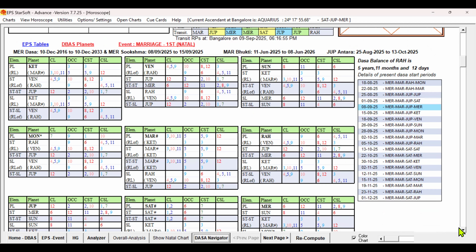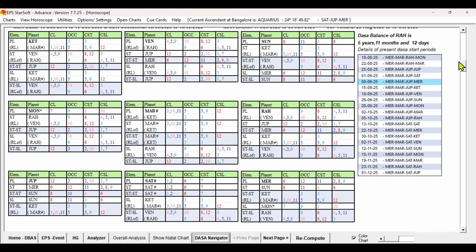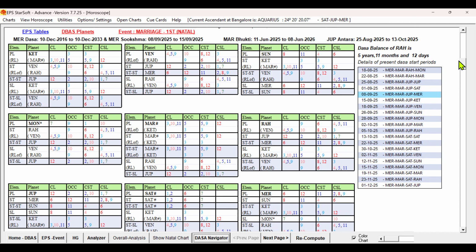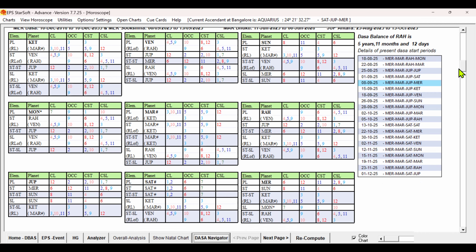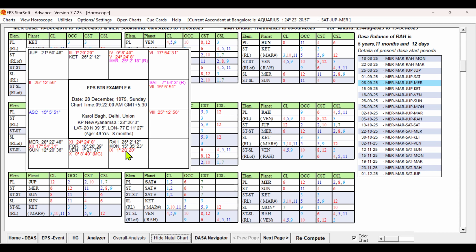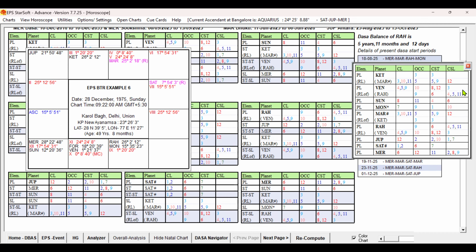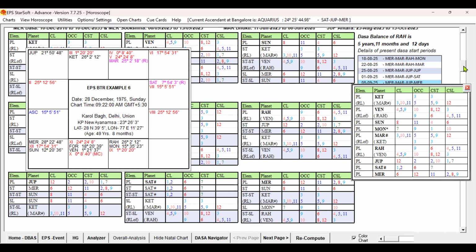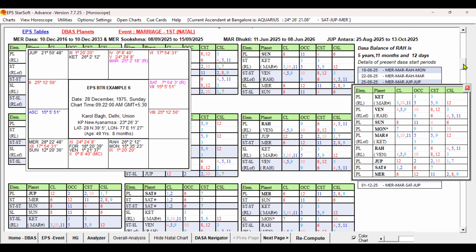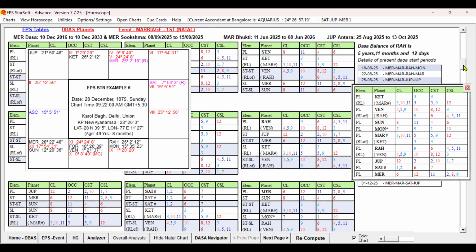Now, let me keep the birth chart open for easy reference. The birth chart and the significations table I'll also keep open. Actually, I have chosen the event marriage already. So now let us check the Bhukti Lord.